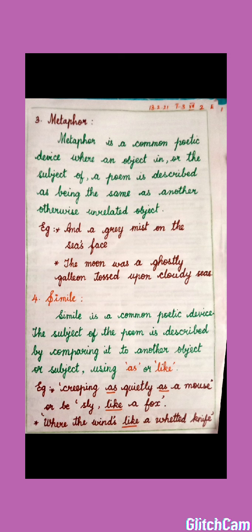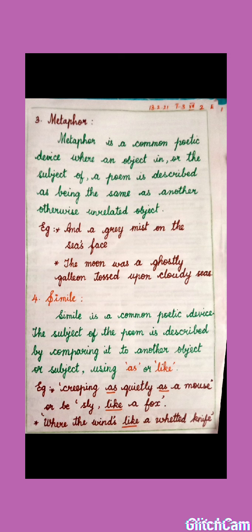"On the sea's face, the moon was a ghostly galleon tossed upon cloudy seas." Here, the moon is compared to the ghostly galleon. Galleon means a multi-decked sailing ship, okay? You know what a sail is, no? So there will be many decks, okay?